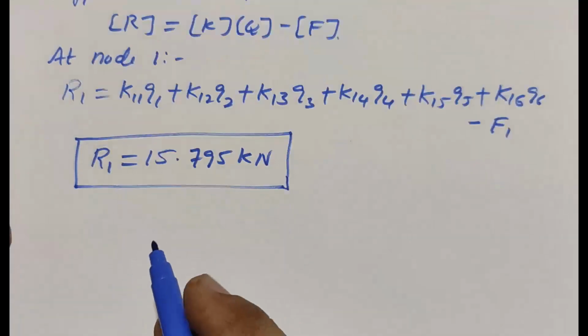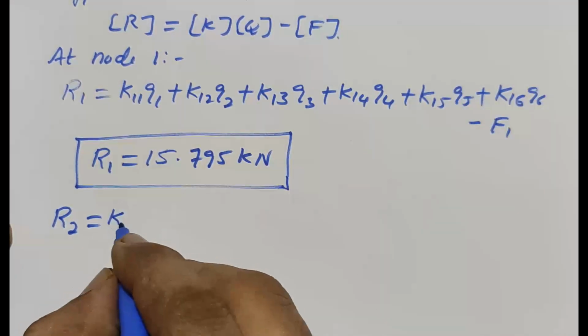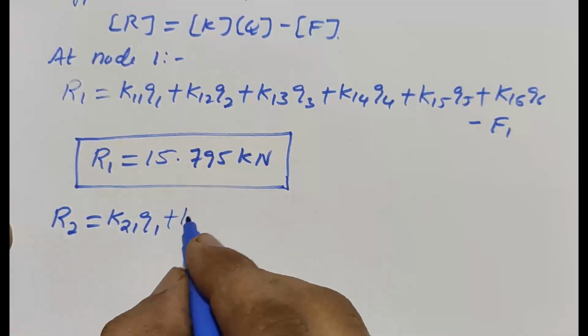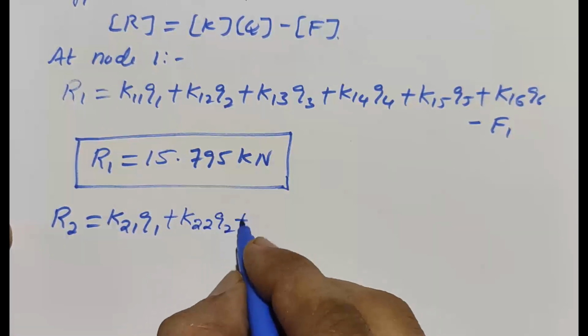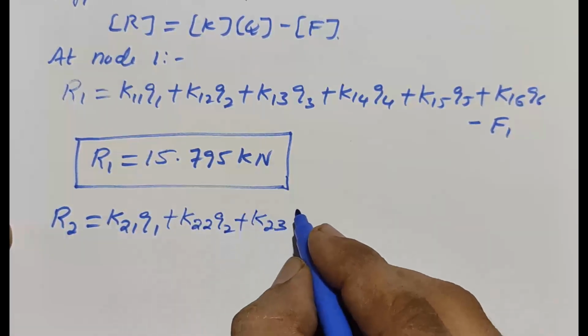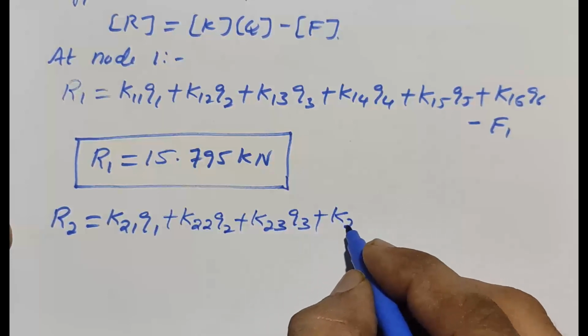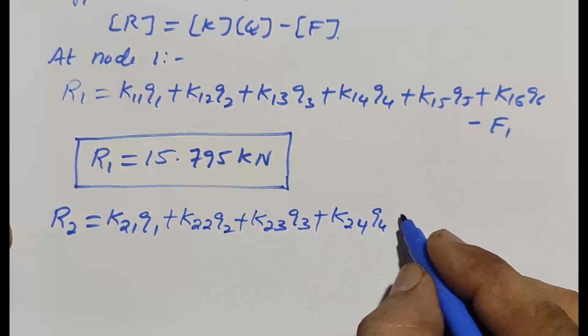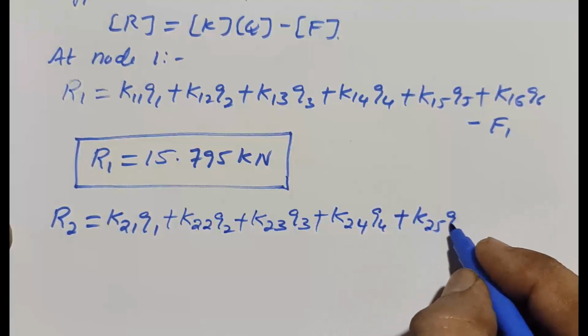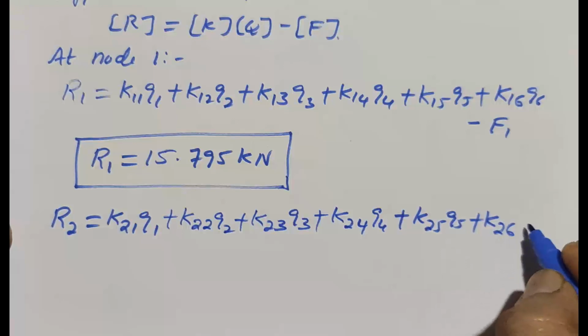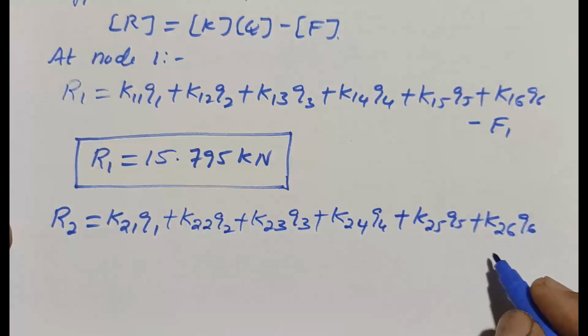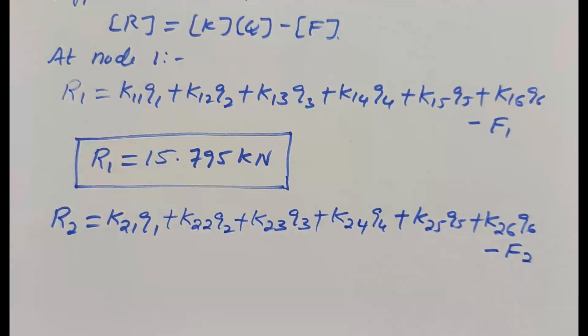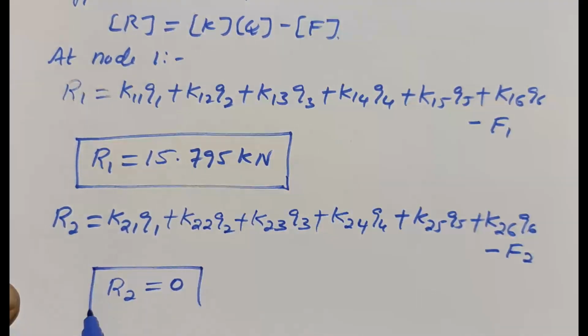Next we need R2. R2 is K21 Q1 plus K22 Q2 plus K23 Q3 plus K24 Q4 plus K25 Q5 plus K26 Q6 minus F2. If you substitute all the values and simplify, you will get R2 is equal to 0. Support reaction at node number 1 in Y direction is 0.